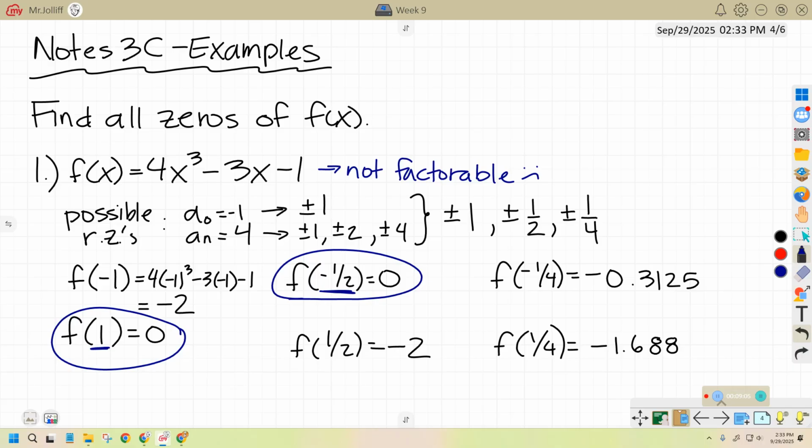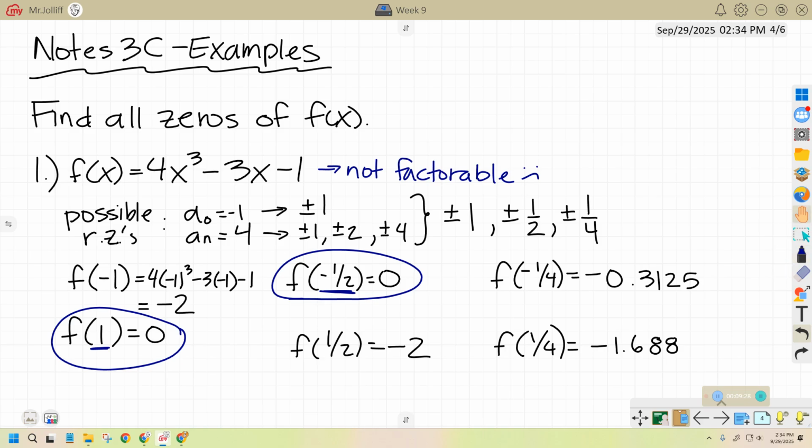Based on the structure of my polynomial, how many total zeros should I have? 3. Why 3, Ethan? Very good. Biggest exponent, or the degree of our polynomial, that's how many total zeros I should have. Some of them may be complex, some of them may be repeats. So we need to figure out what the case is here, because I only found 2.